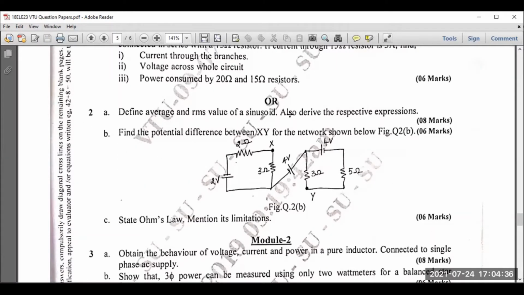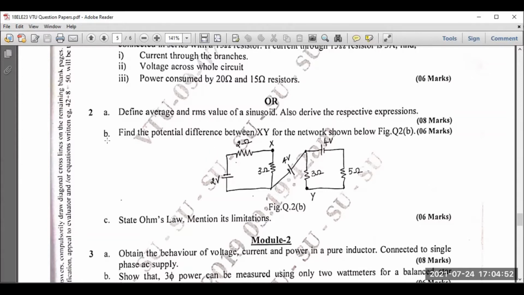Define average and RMS value of a sinusoid and do the derivation also. It carries 8 marks. If you write the definition, you will get 4 marks. If you derive the respective terms, you will get another 4. 4 plus 4 is nothing but 8.